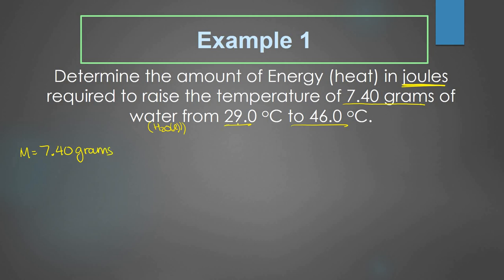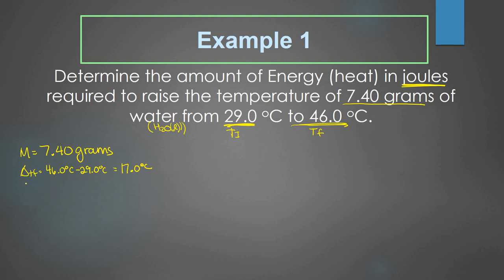We're then given another set of numbers. We're trying to raise it from 29 to 46, so that can help us find our delta T. We have the final temperature and the initial, so we can take the final and subtract the initial. Delta T is going to be 46.0 minus 29.0, and we can get our difference. When we subtract that, and we have to look at sig figs, we get 17.0 degrees Celsius as our change. It's a positive number because we're final minus initial, so we're raising the temperature.